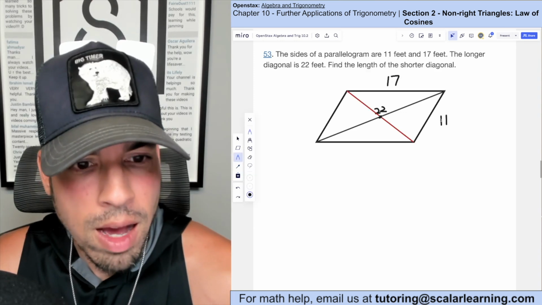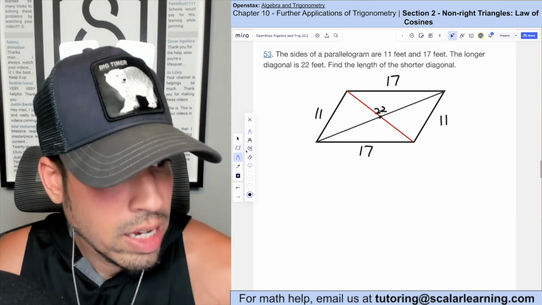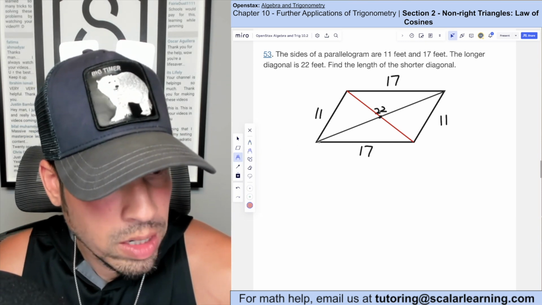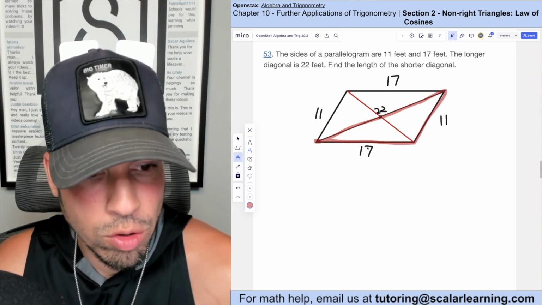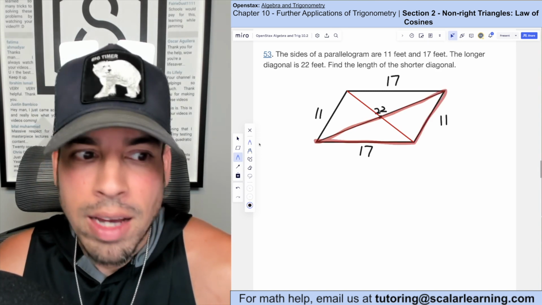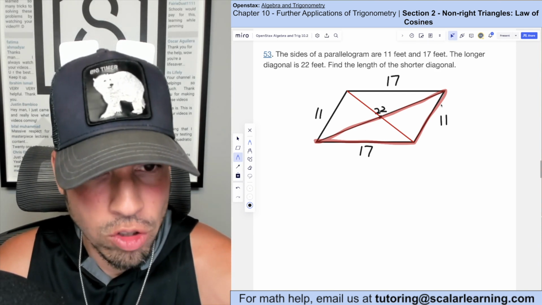And we also know that the opposite sides are congruent, so I can also say this is 11 and this is 17. Now, that's pretty awesome because we now have a triangle, right? Where I know all three sides, 22, 17, and 11. So I can use the law of cosines now to solve for one of the angles in the triangle.